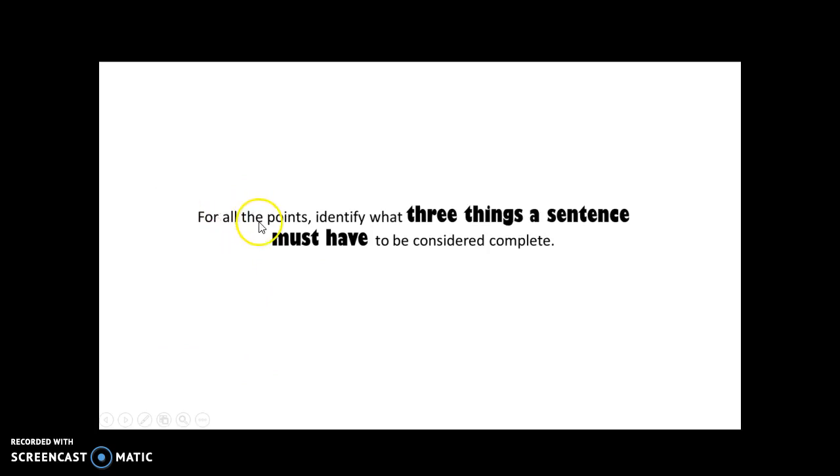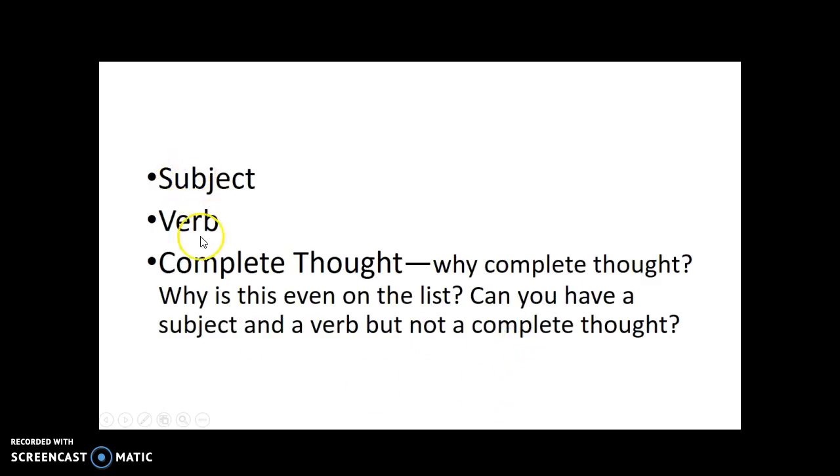So for all the points, that's a joke because we don't have points anymore in the gradebook, but identify what 3 things a sentence must have to be considered complete. So pause this and see if you can get all 3 before I tell you on the next slide. The 3 things a sentence needs to be complete: subject, verb, and complete thought.